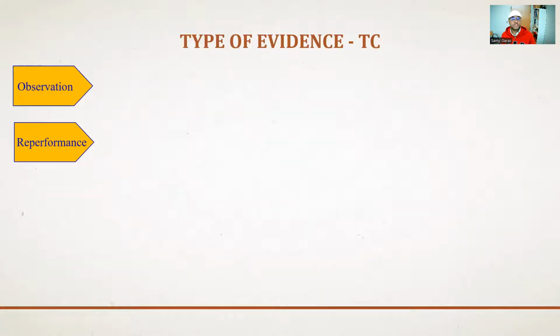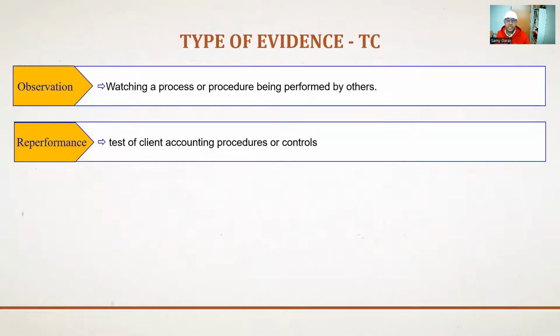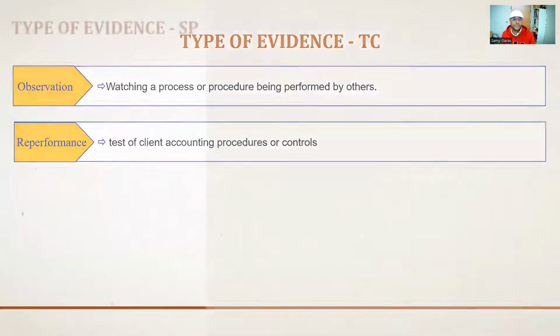Then observation, and observation comes to the operation of the client. So we watch the operation or the procedures on a daily work. So observation, where the auditor here stands still and watches all the operations and how it works. Reperformance, we test the client accounting procedures and control.